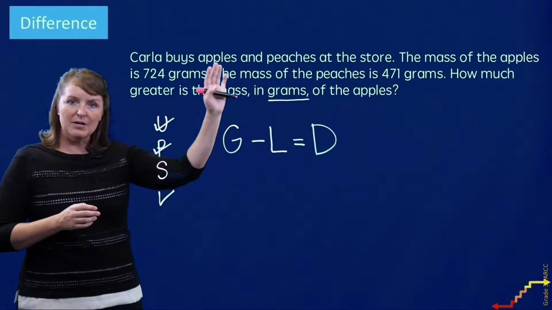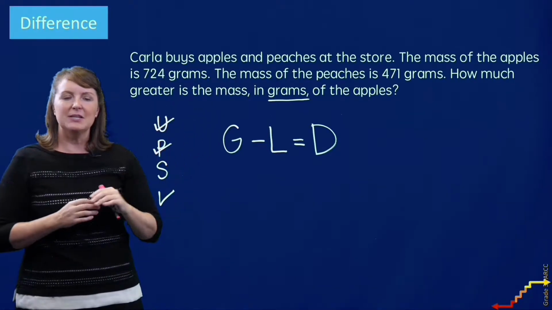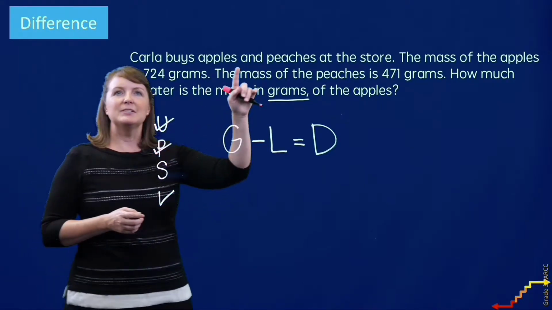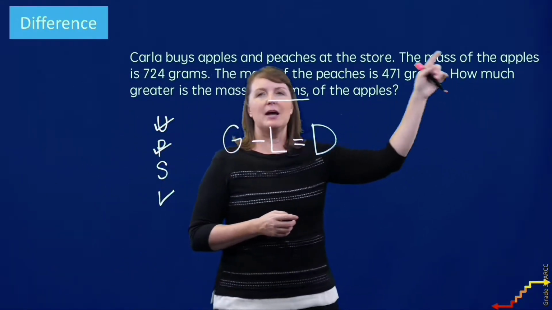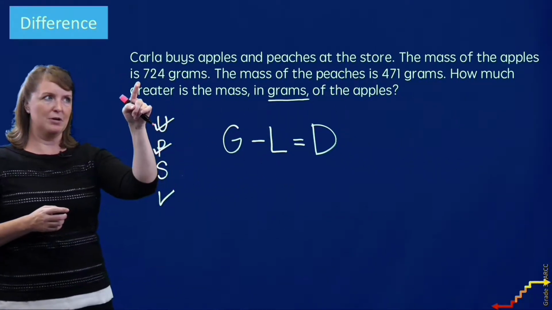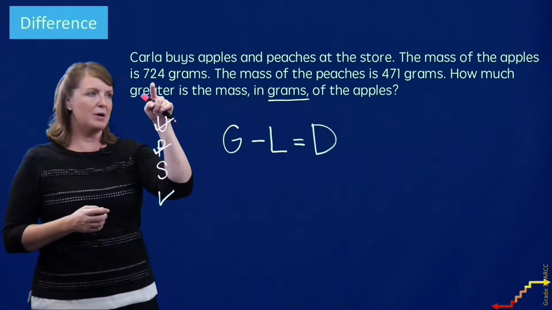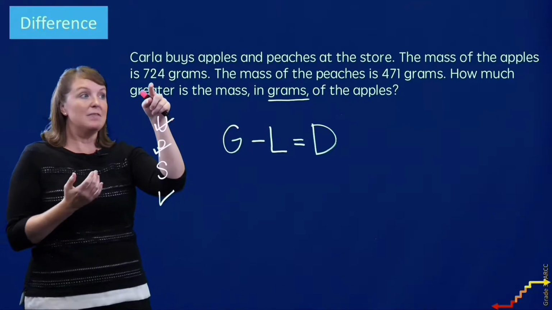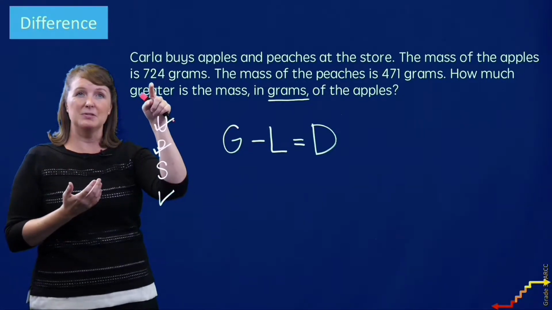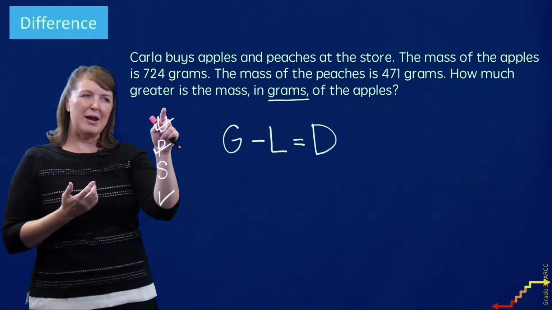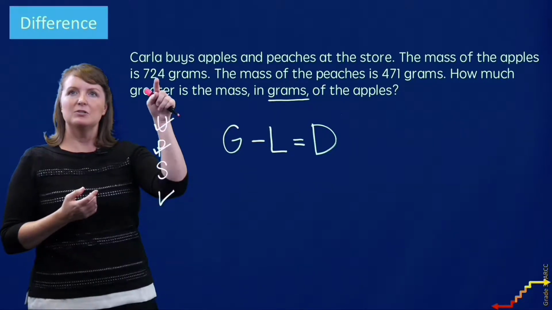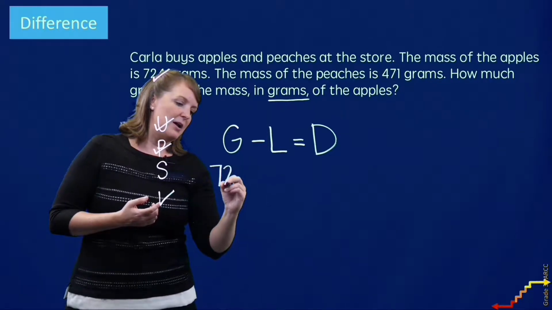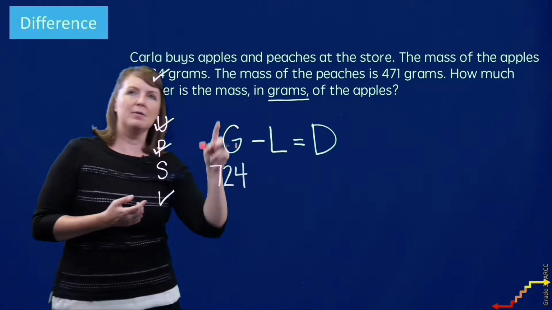I'm going to go back and reread the problem and find the numbers that I need to put into my difference equation. Carla buys apples and peaches. The mass of the apples is 724 grams. 724 is a number. I'm going to use that in my word problem. 724 tells me about the apples, and I have to figure out how much greater is the mass of the apples. So 724 is the greater amount, so I'll write that underneath the G for the greater amount.